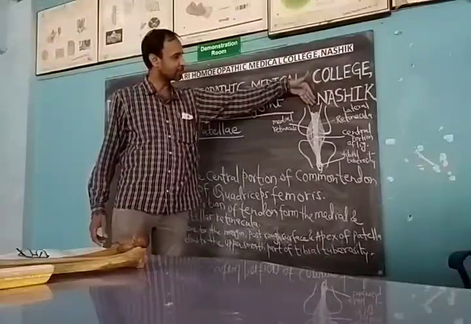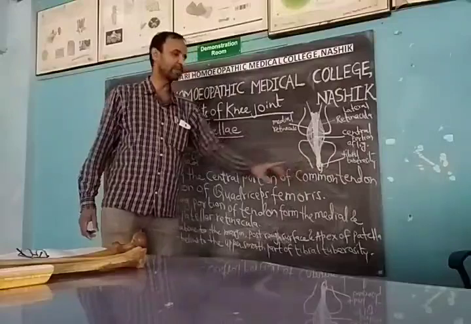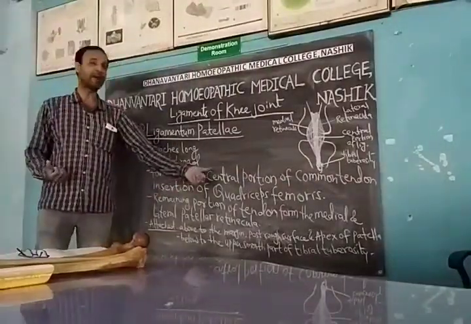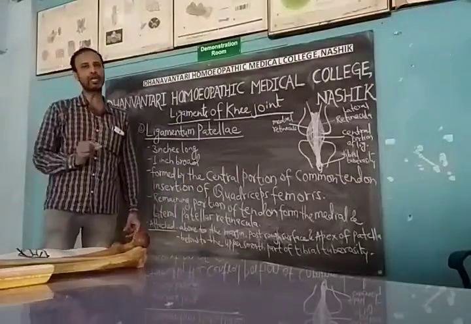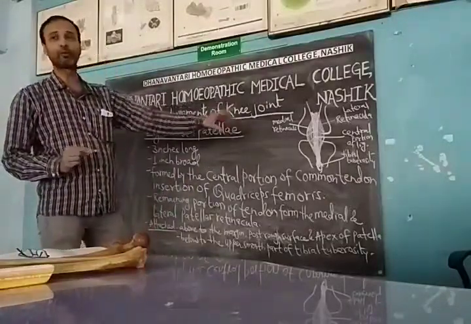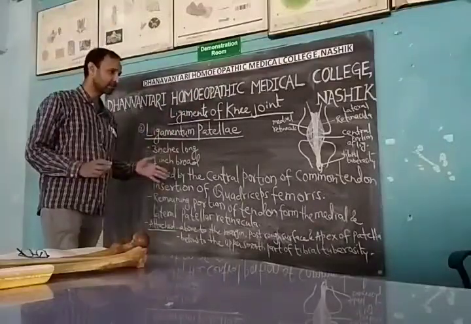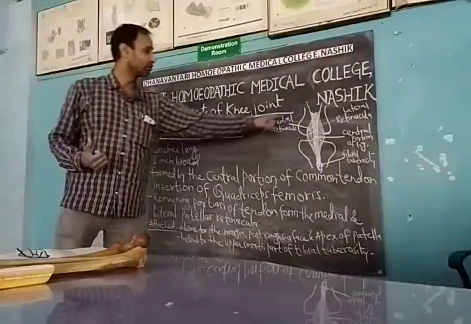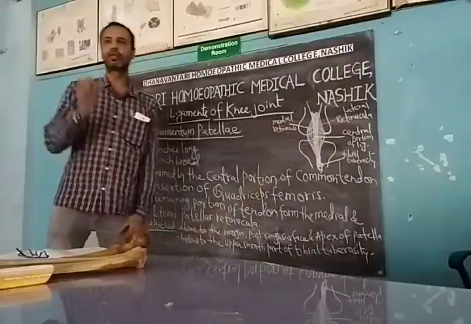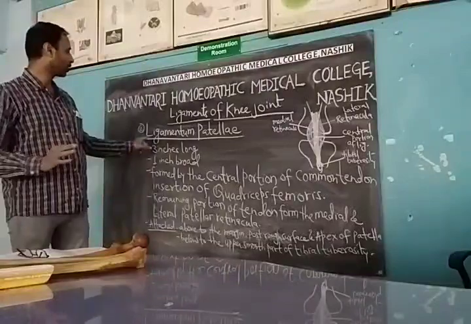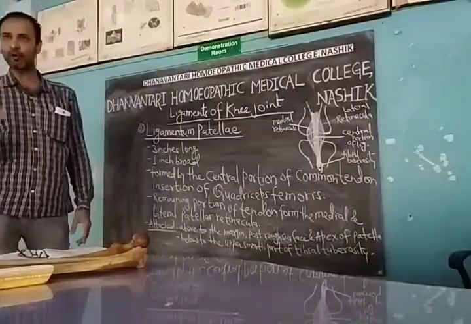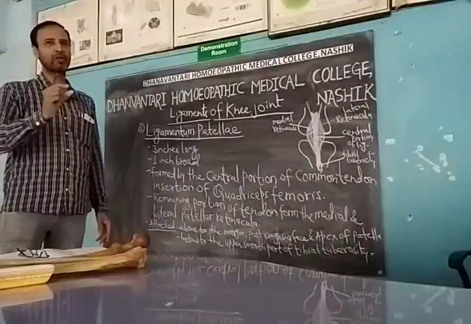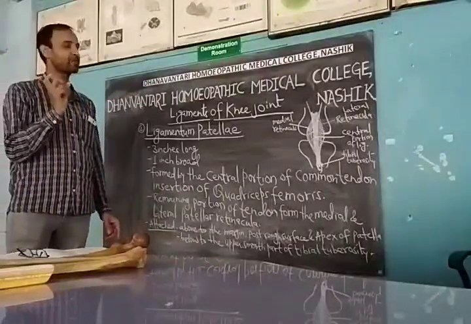So how is the ligamentum patelli formed? There is the tendon of the quadriceps femoris. First we'll see that the ligamentum patelli is formed by the central portion of the common tendon of insertion of the quadriceps femoris.